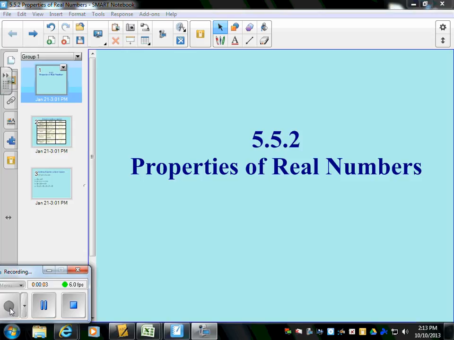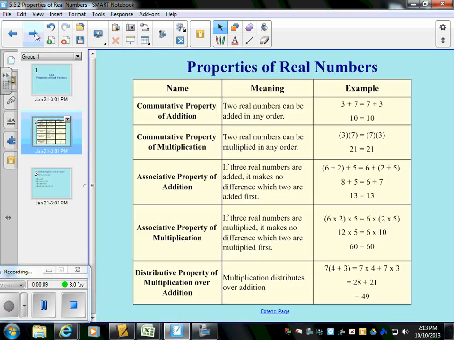This is section 5.5.2, properties of real numbers. Here's the table of the properties of real numbers. This table can also be found in your book in section 5.5. Let's read through the different properties.